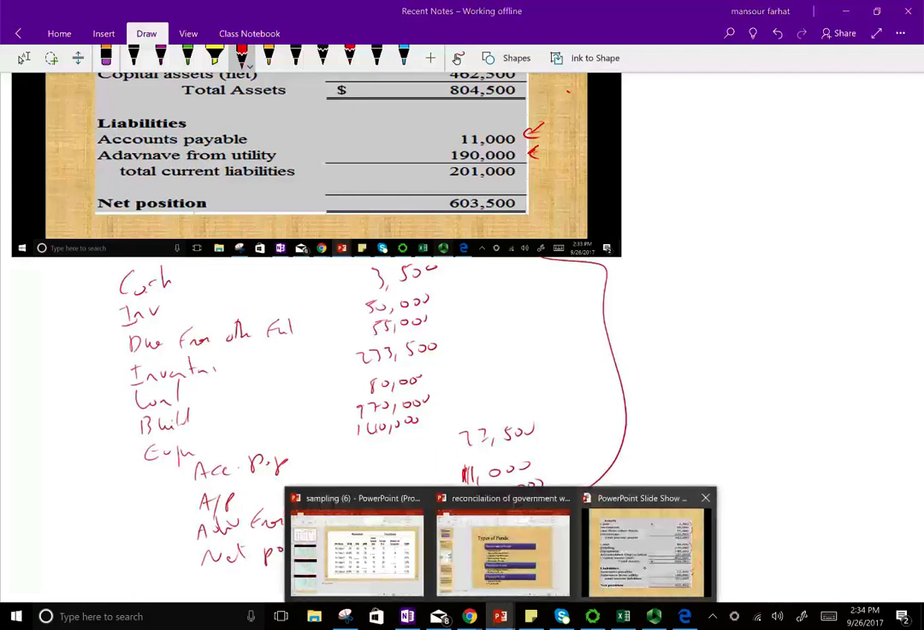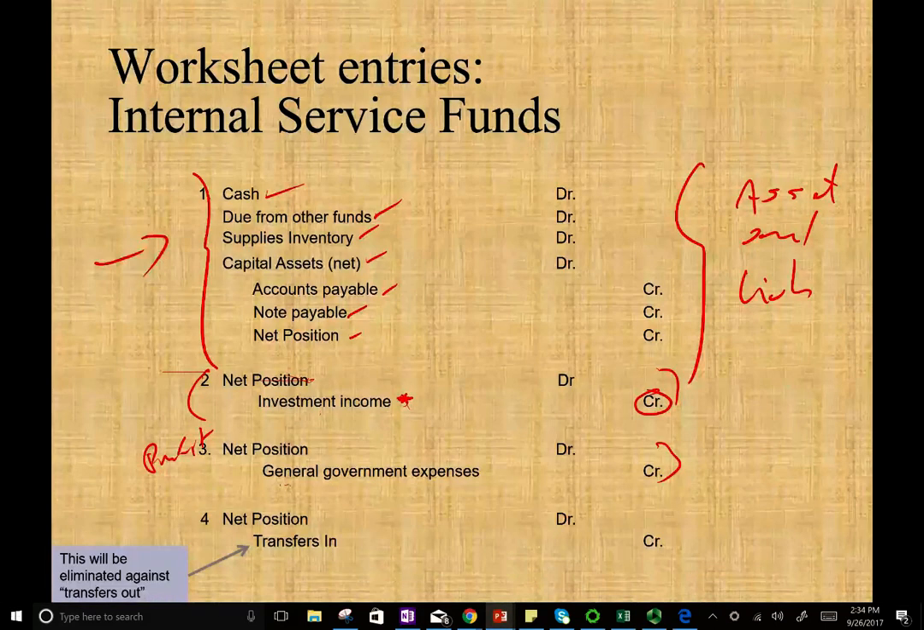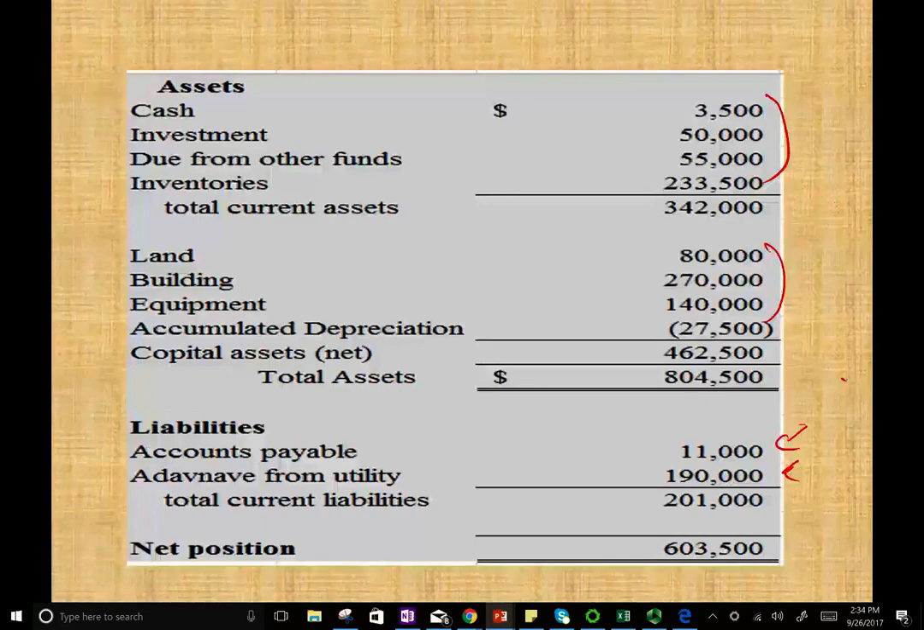And this is what I meant to say. You add up all the assets and the liabilities. That's good. So basically, because they are already on accrual basis, you don't need to make any adjustments.